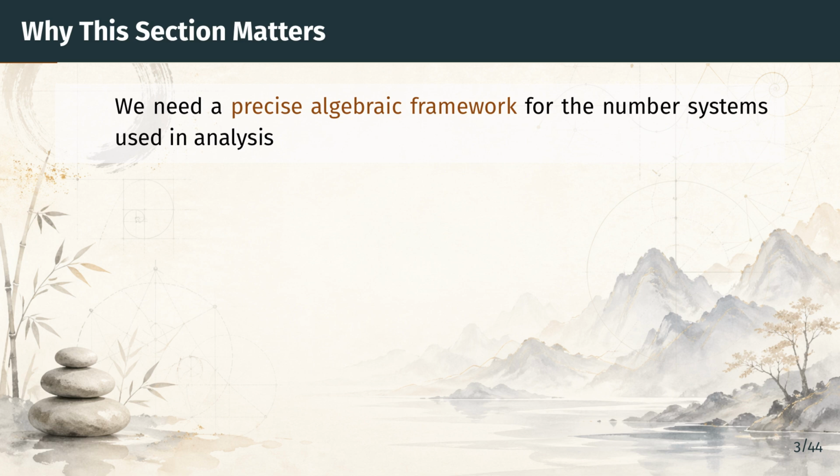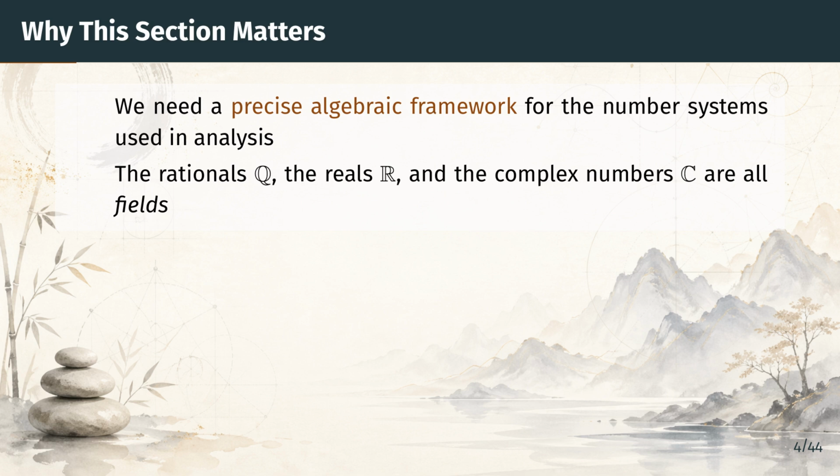Before we can do analysis, we need to know exactly what operations are available and what rules they follow. The concept of a field gives us this precise algebraic framework. It captures the essential properties of addition and multiplication. The rationals, the reals, and the complex numbers all share the same basic algebraic structure. By proving results at the level of fields, we prove them once and for all, rather than repeating the work for each number system separately.